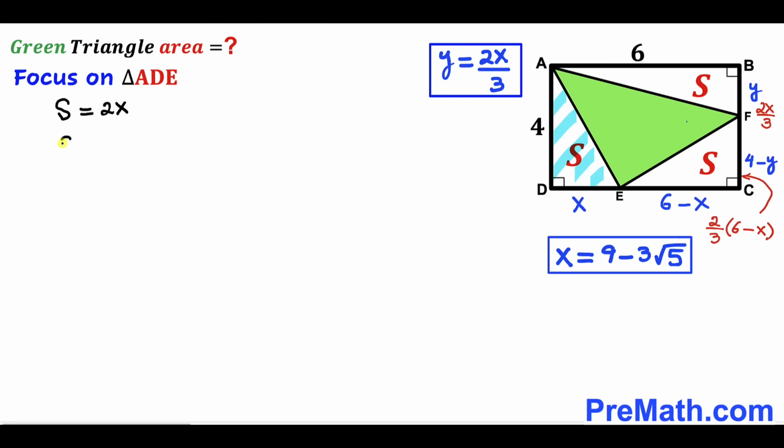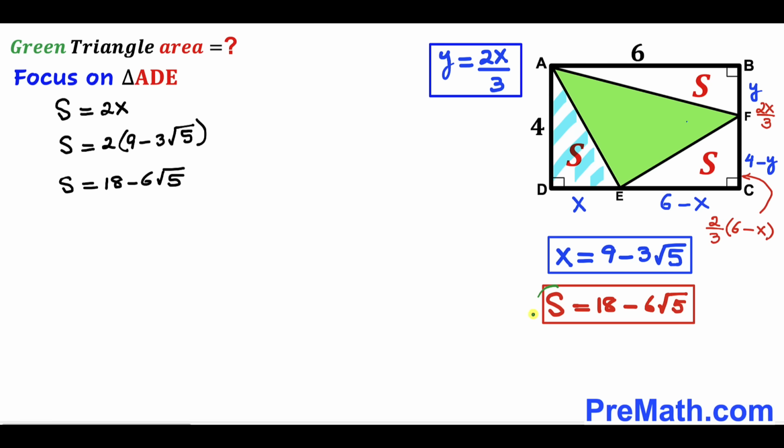So therefore we can write uppercase S is going to be equal to 2 times (9 minus 3 times square root of 5), and now we are going to distribute. So therefore our uppercase S value turns out to be 18 minus 6 times square root of 5.